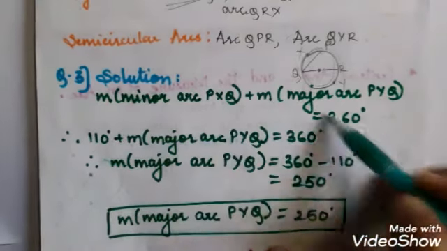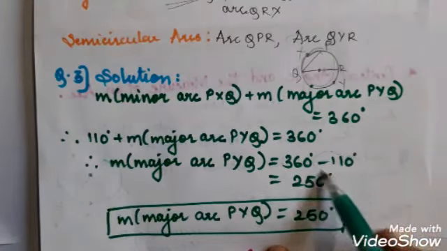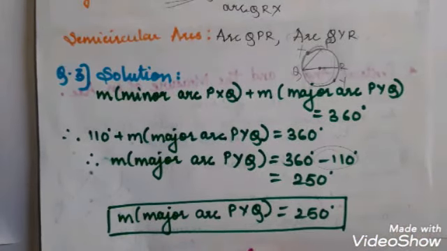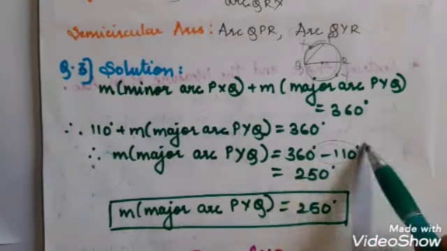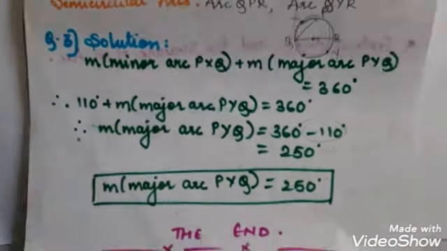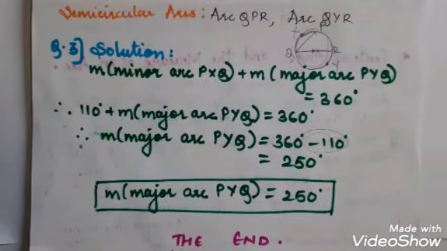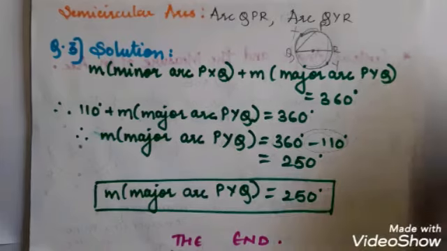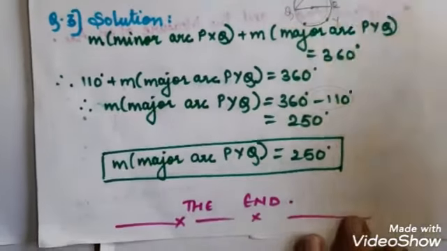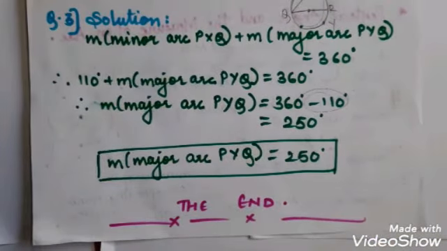So therefore measure of major arc PYQ is equal to 360. Now this 110 I shift to the other side, so that becomes minus 110. So 360 minus 110 is equal to 250 degrees. Therefore measure of major arc PYQ is equal to 250 degrees. Okay, so with this I have completed the chapter. Thank you.